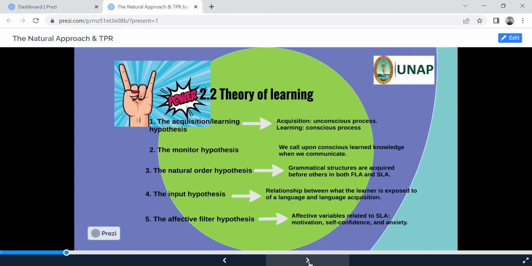The input hypothesis is about the relationship between what the learner is exposed to of a language and language acquisition. And the fifth hypothesis is about the affective filter. Affective variables related to second language acquisition are motivation, self-confidence, and anxiety.